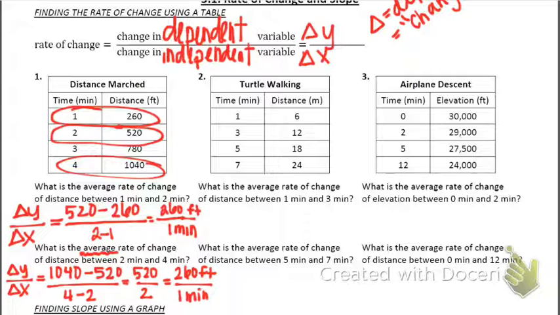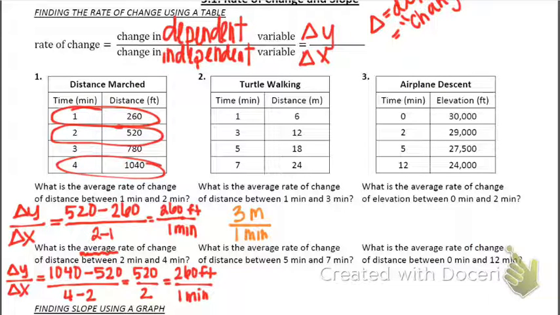Number 2, we have a turtle and he's walking and that chart represents his speed. Who wants to tell me what was the average rate of change of distance between 1 minute and 3 minutes, Jen? 3 what over what? What was his distance? Meters. So 3 meters over 1 what? 1 minute. Thumbs up, you agree. Thumbs down, you disagree.